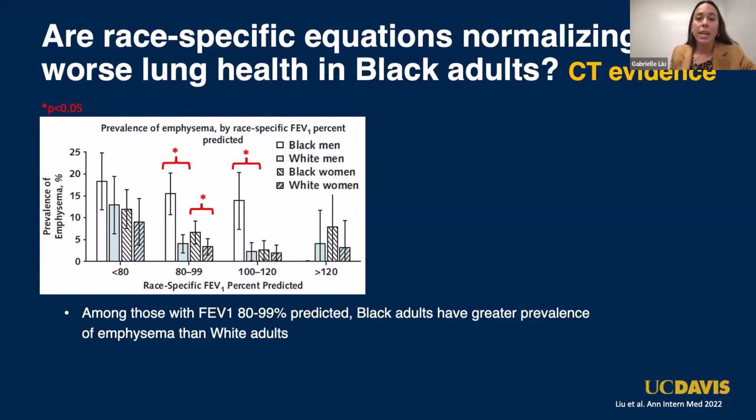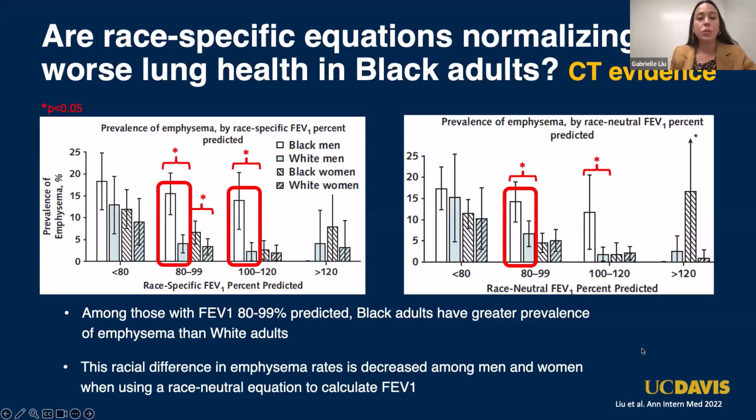And what we found was that among those with an FEV1% predicted between 80 and 99%, the prevalence of emphysema among Black men was 16% compared to 4% among white men. And then among people who would be considered to have above normal lung function, we found that 14% of Black men in this group had emphysema compared to just 2% among white men.